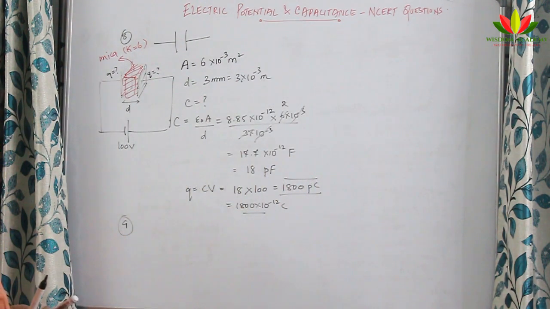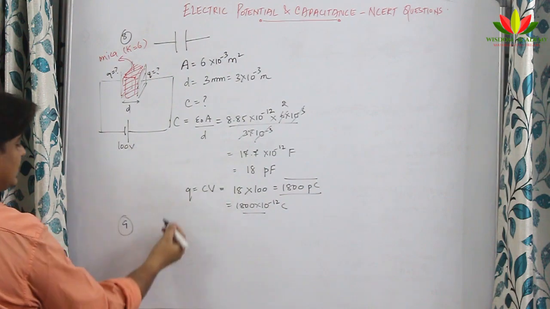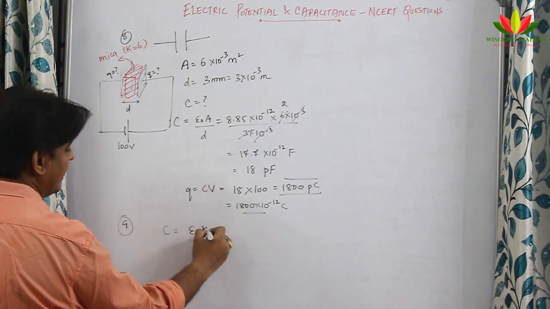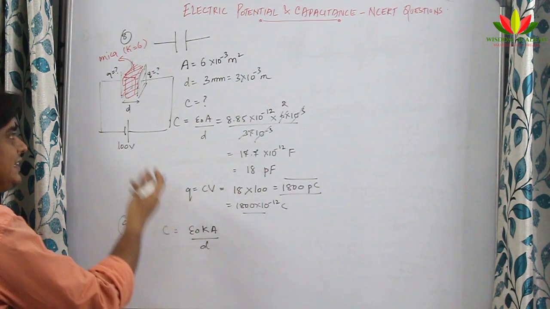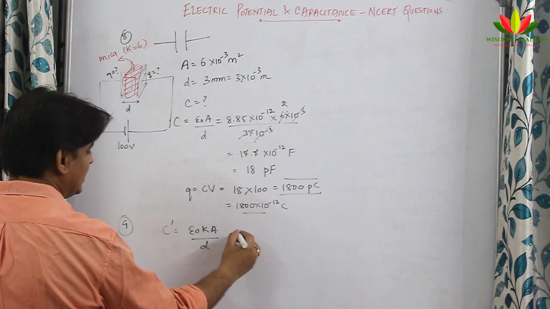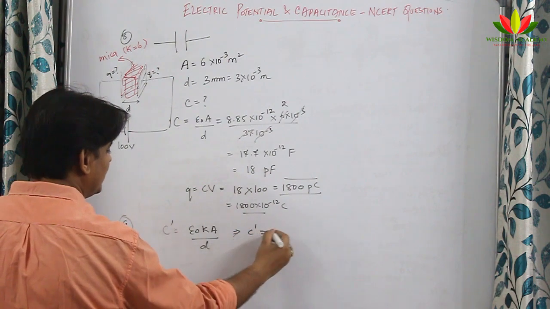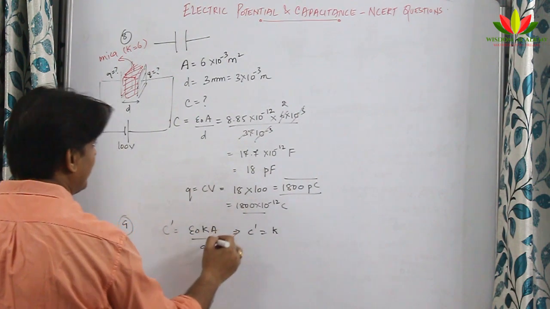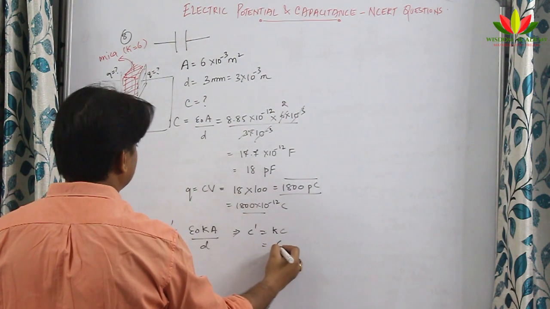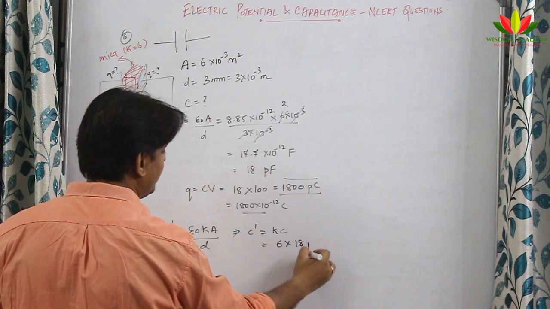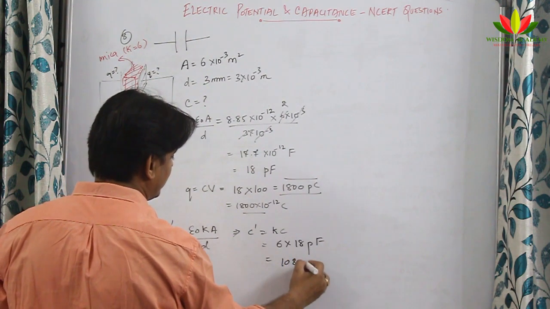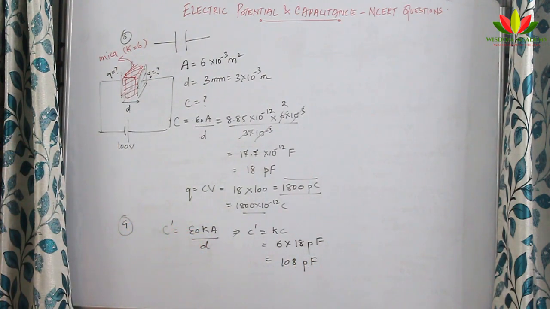So what will happen to the capacitance? So we know that capacitance is equal to K, I mean epsilon naught K A by D. So D remains same, epsilon naught A remains same, only K times will increase, or C dash. So I can write C dash will become equal to K into epsilon naught A by D, which is K times this C. So what is K? K is given as 6. And what is C? We have found 18 picofarad. So if you multiply, it will become 108 picofarad. So 108 picofarad will be the capacitance of this condition.